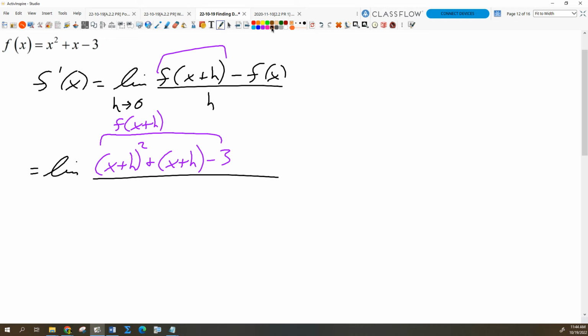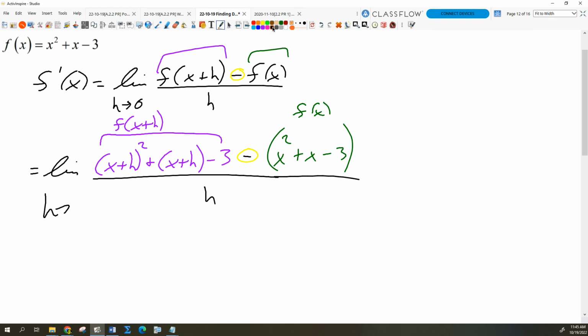Okay, minus, oops, there's my minus sign, right? And now we want to say this part, f of x. Well, f of x, what's that? x squared plus x minus 3. What do I need to do there, though? Okay, good. So I'd have to put parentheses or brackets around that, wouldn't I? Because I'm subtracting the whole thing. Subtracting f of x, all over h as h goes to 0.